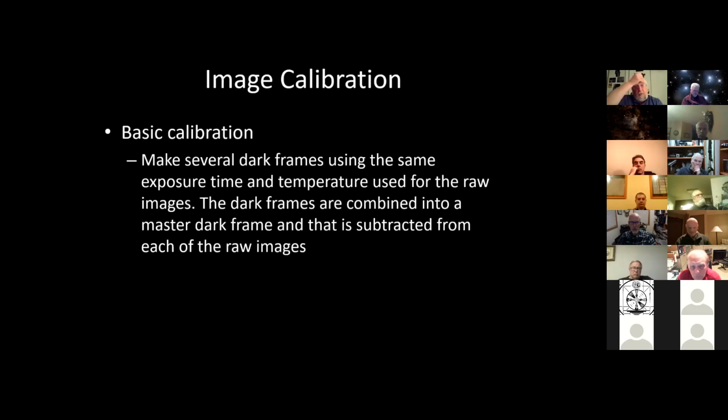So there are different ways to calibrate. One is basic calibration. If you're just starting out, this is fine to do. You make several dark frames, the dark frames are combined into the master dark frame, and that's subtracted from each of the raw images. That's how I started out. I didn't do any of the flat frame stuff. I learned how to do this first and saw what results I got.